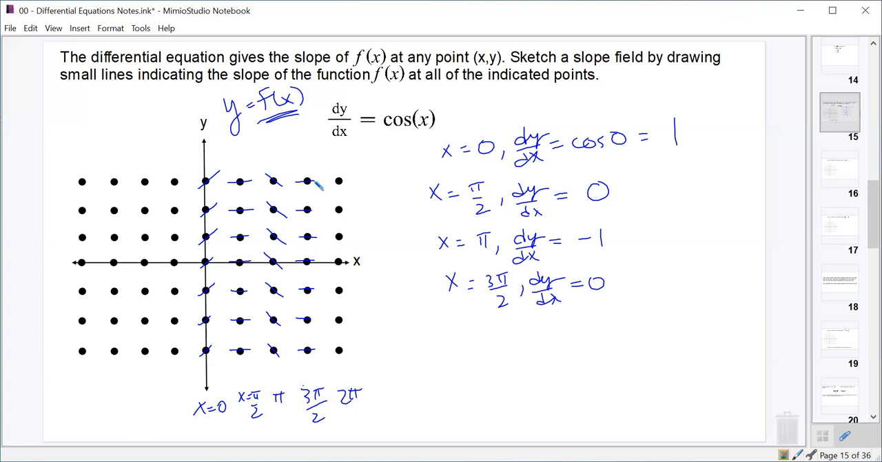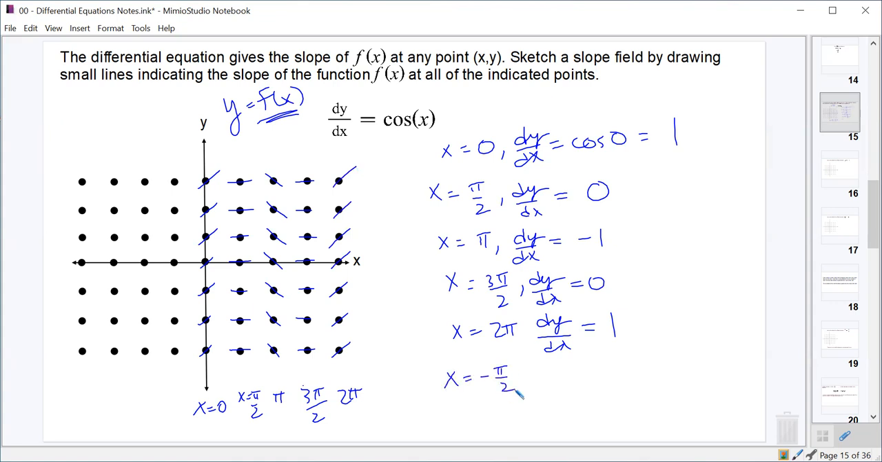And then at 2 pi, we're all the way back where we started, actually, right? Because the period of cosine is 2 pi. At 2 pi, dy dx is back to equal 1. So at 2 pi, they'll all be just a slope of 1. And now going backwards, I'm not going to write all of them down. We'll write the first one down here.